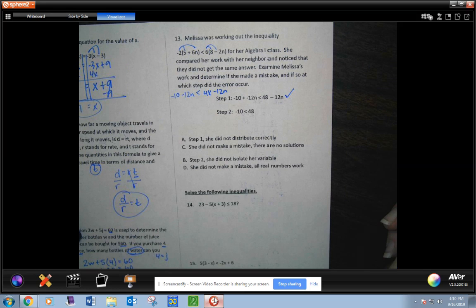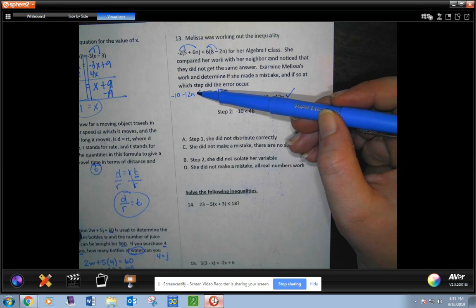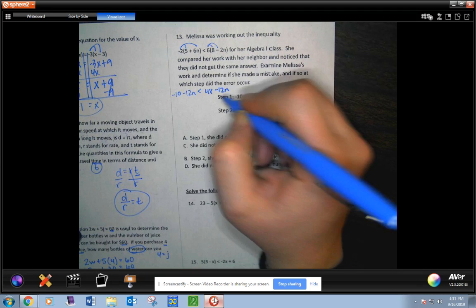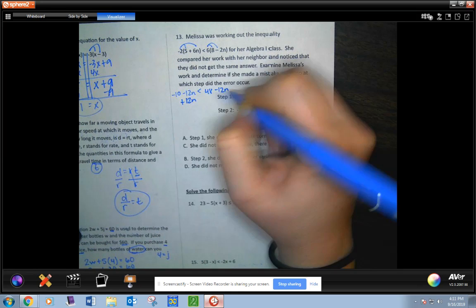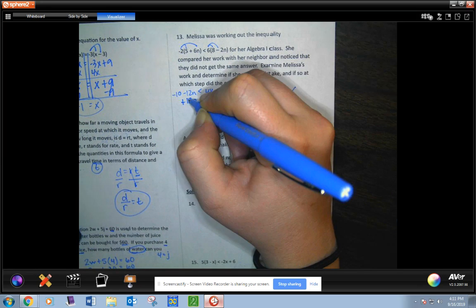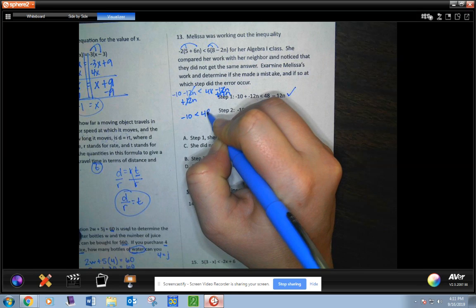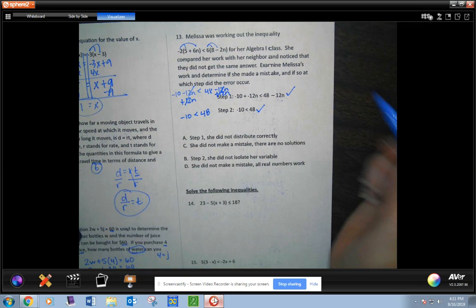Okay, step 2, you would want to combine like terms if you have any, but on the left side nothing looks alike, and on the right side nothing looks alike. So you're going to move your smaller variable. Well, the smaller variable is negative 12n, but they're both negative 12n, so you're just going to add 12n. When I add 12n here, it cancels, and when I add 12n here, it cancels. That leaves me with negative 10 is less than 48. So that was my step 2, and her step 2 matches that also.